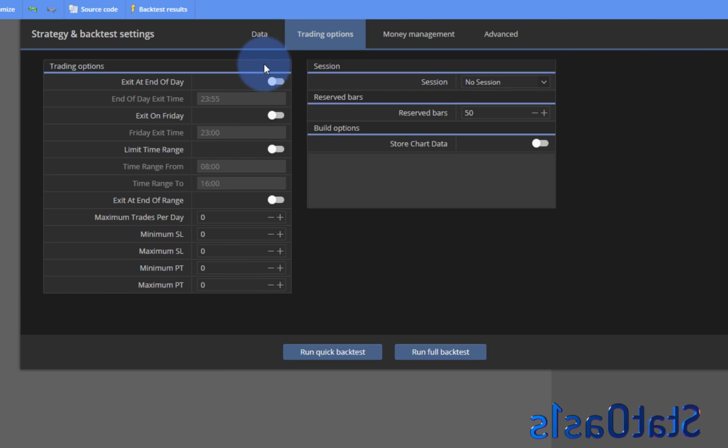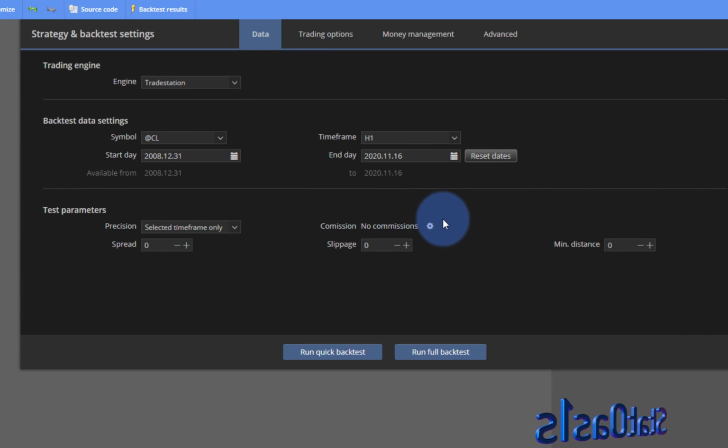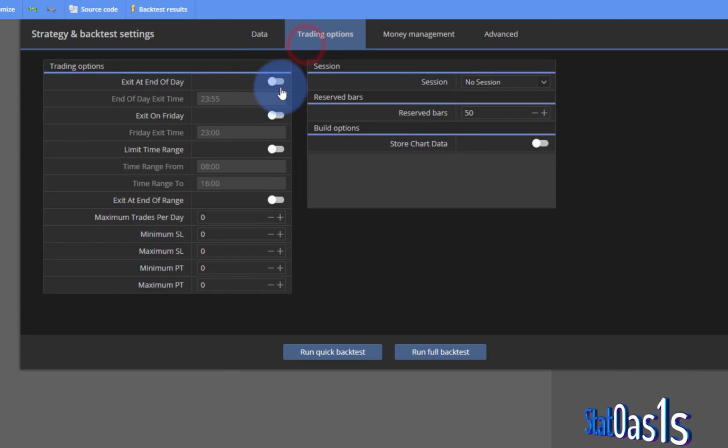It's very important in the beginning that you don't use any commission and slippage. We just want to see what's the bias. So we go into trading options and we pick a range.